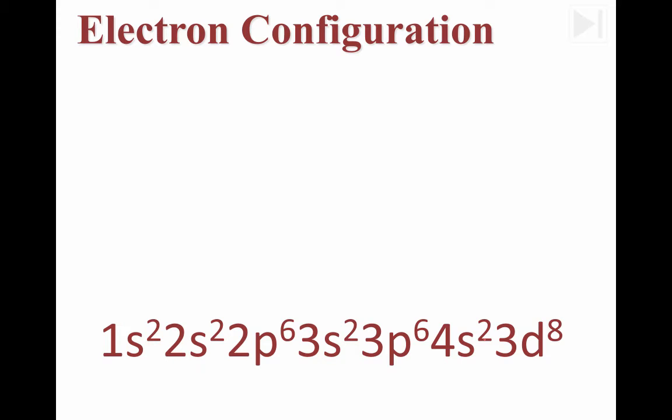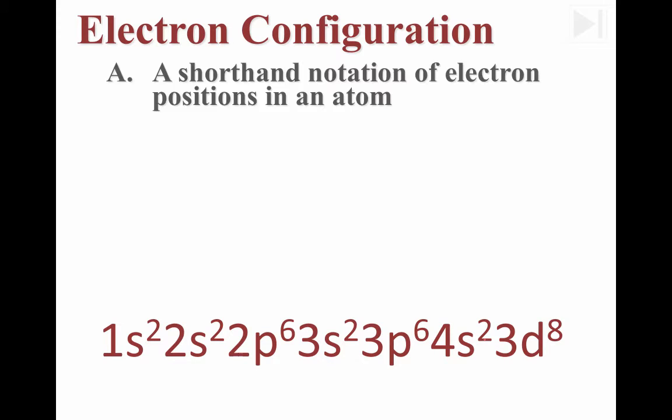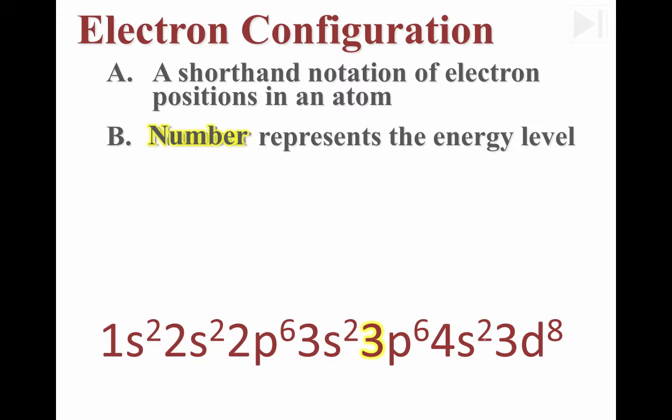Let's talk about electron configuration. At first glance, this looks kind of complicated. All of these numbers and letters and superscripts. Let me explain this notation. Electron configuration is simply a shorter way to write what we've been doing with boxes and arrows. This also shows all the positions of electrons in an atom, though it doesn't give quite as much detail.